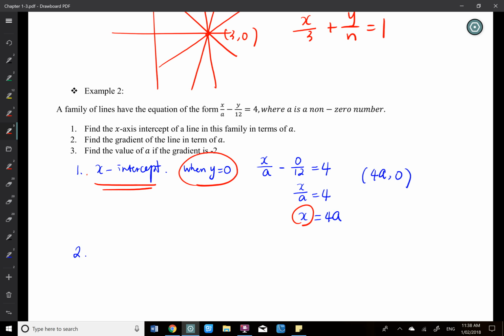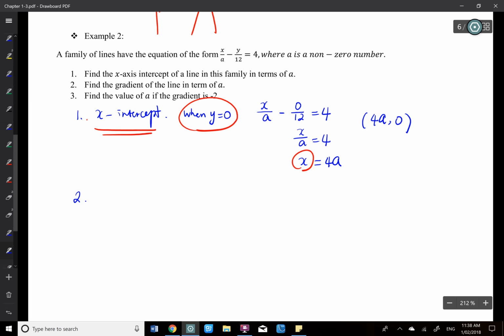Okay, so that's find the y-intercept. Next one is find the gradient. What's the best way to find the gradient for a linear graph? Yes, good. The best way is, this is not in terms of y. y is not the subject. I need to put y into the subject in the form of mx plus c, and then I can see the gradient. The m, the number in front of x, must be the gradient. So I need to rearrange this graph.